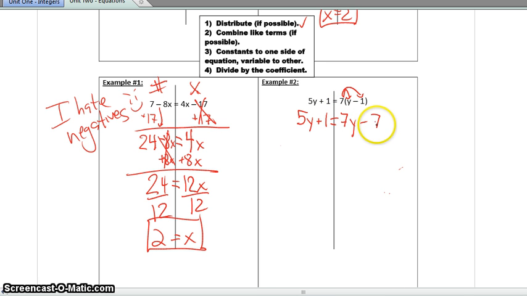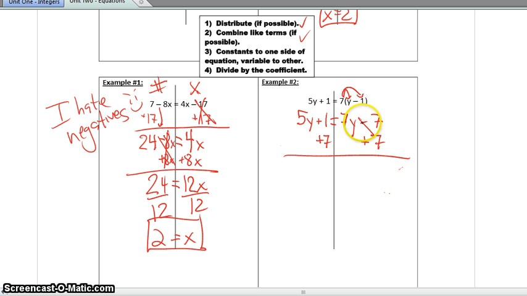7y minus 7. And now, after we've distributed, we need to combine like terms. Well, there are no like terms on the same side of the equation to combine, so we can't do that. Constants to one side, variables to the other. Remember, it doesn't matter which goes where, but because I don't like negatives, I'm going to go to this minus 7 and undo it. Plus 7 underneath, keeping like terms together.